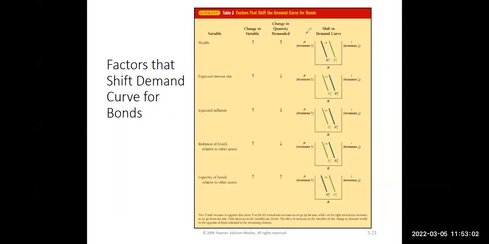So this is a summary diagram, factors that shift demand curve for the bonds. Some factors shift demand curve for the bond rightward, and some factors shift demand curve of the bond leftward, depending on whether the factor which is changing is increasing demand for the bond or decreasing demand for the bond.